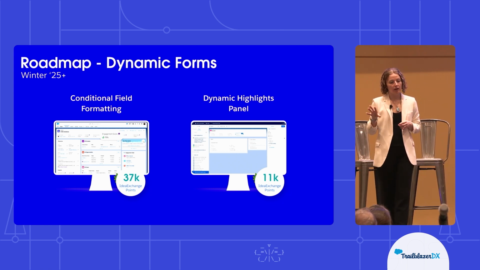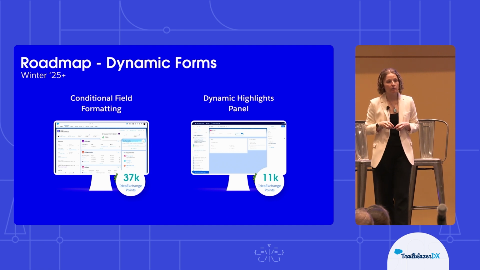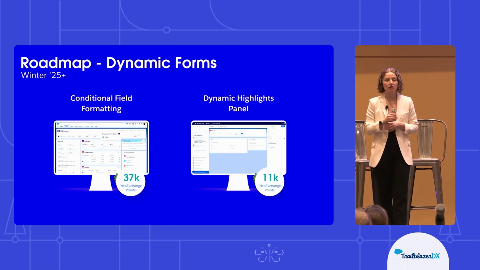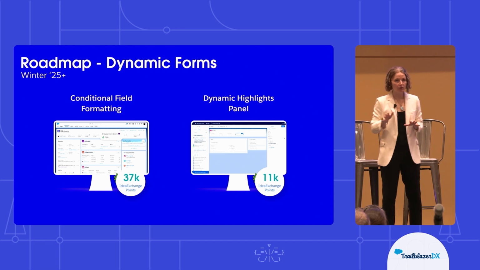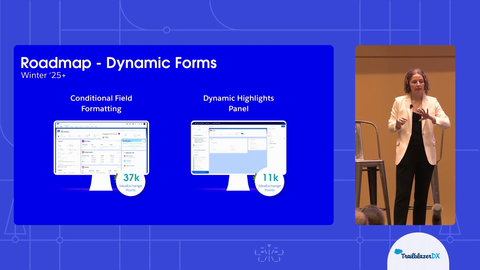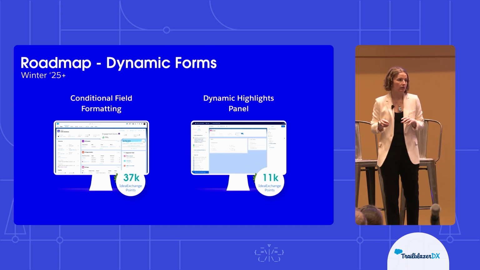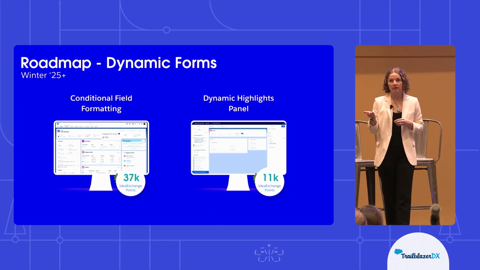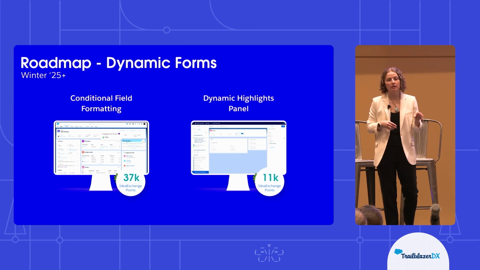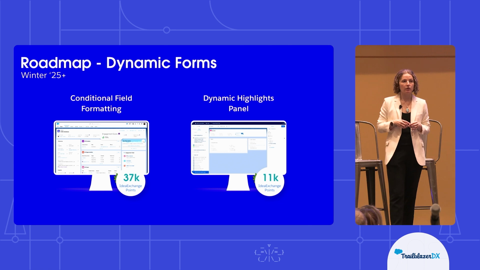And the second element that I'm really excited about is something that has around 11,000 Idea Exchange points across a couple Idea Exchange items and is, I think, key to the first item, which is a dynamic highlights panel. So today, you can't customize the highlights panel for different profiles. You can't change the fields in the highlights panel dynamically. This is something that we've been working on. We've already rolled it out for certain Data Cloud entities, but we haven't brought it to CRM yet. And we're excited to be able to bring it to CRM objects as well.